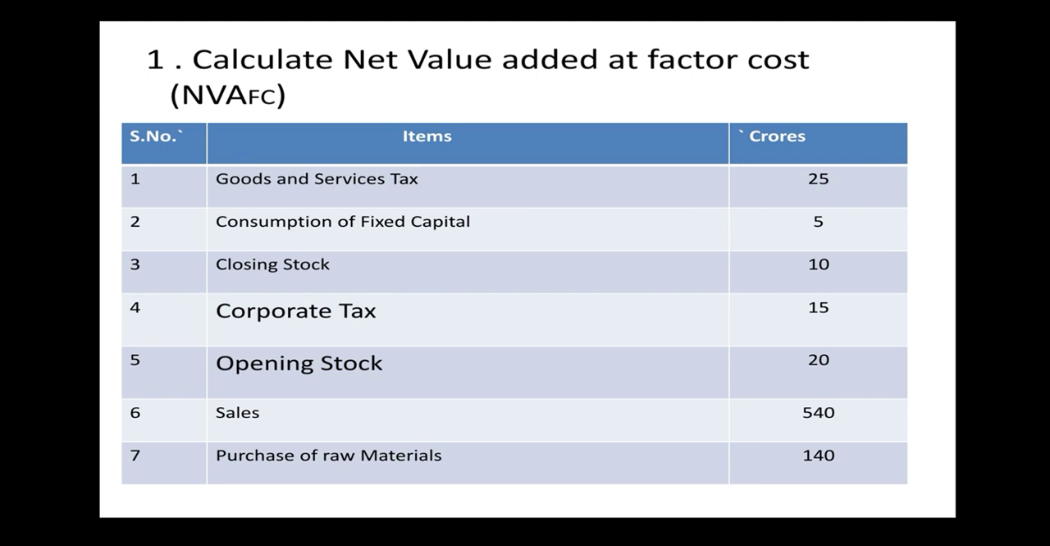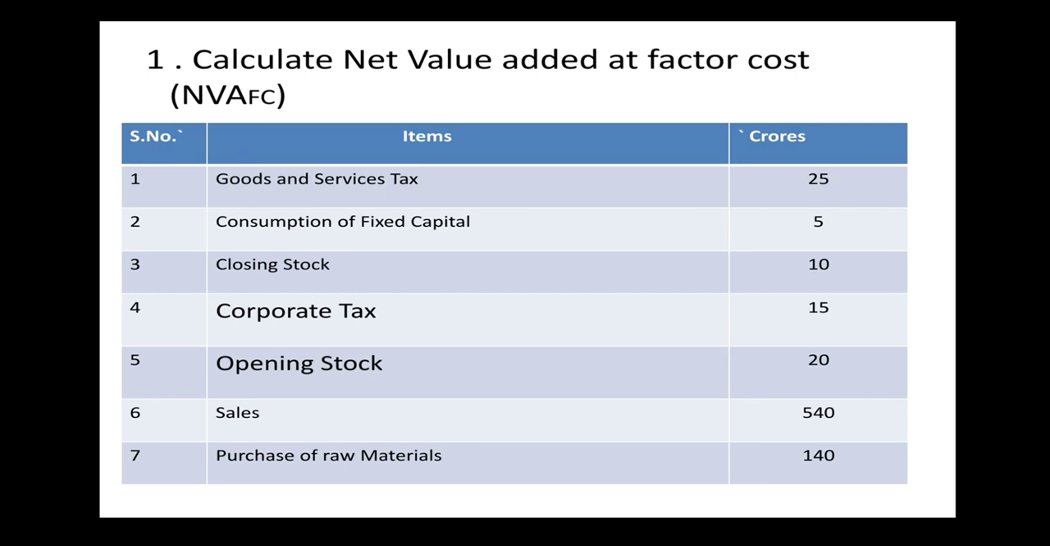of raw material. There are some items which are not important in this numerical, but to create confusion they gave these items. So you need not add or subtract these items in the formula. So we will find what are the main components of this formula. The sixth item, that is sale, is the main component.